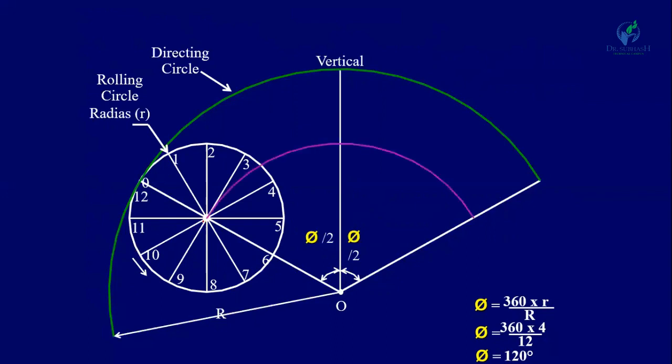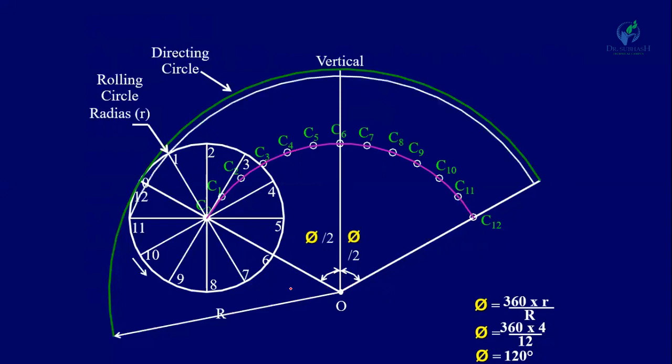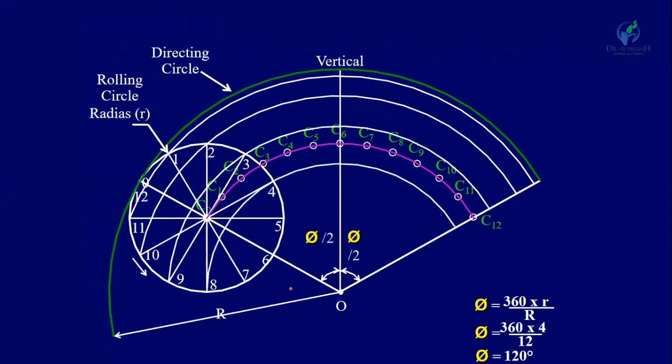Now here draw the center circle, divide it into 12 divisions and name them C0 to C12, so C1, C2, C3 up to C12. Now similarly, with O as a center, draw different circles passing through the points 1 to 12. So 1 and 11, 2 and 10, 3 and 9, 8 and 4, 7 and 5, and finally 6. Now the procedure remains the same as in the epicycloid.